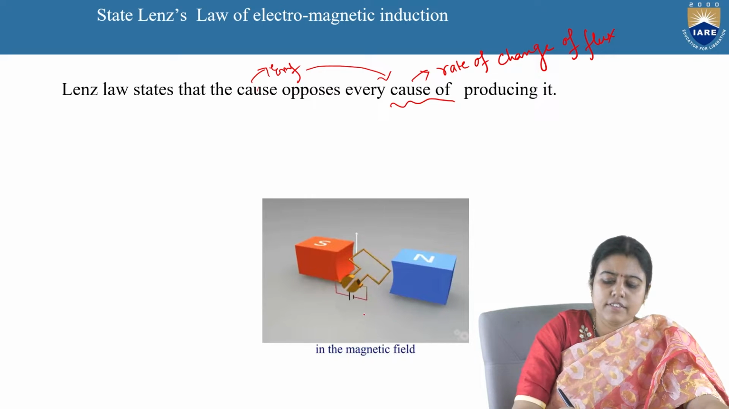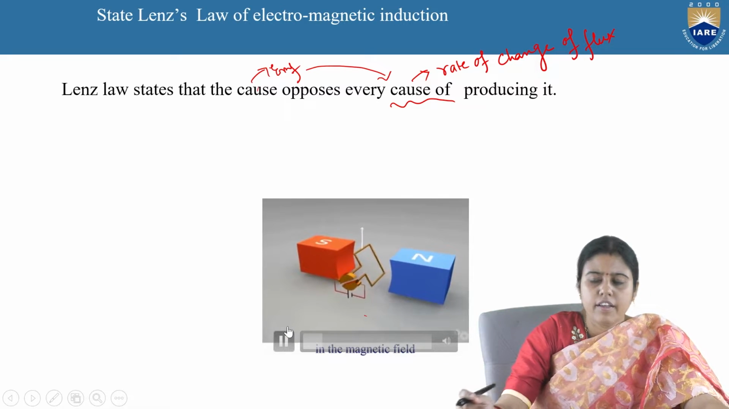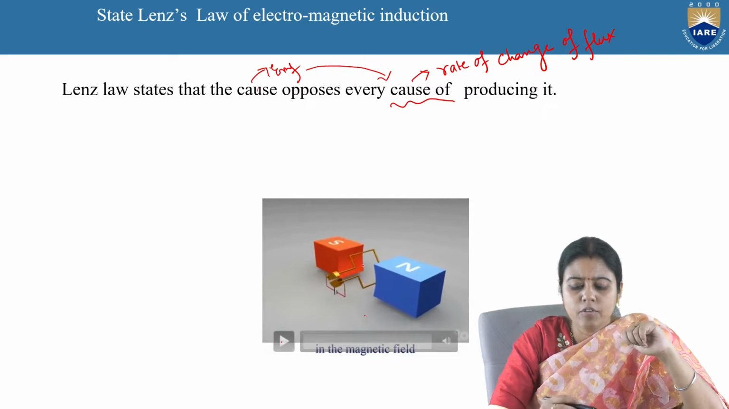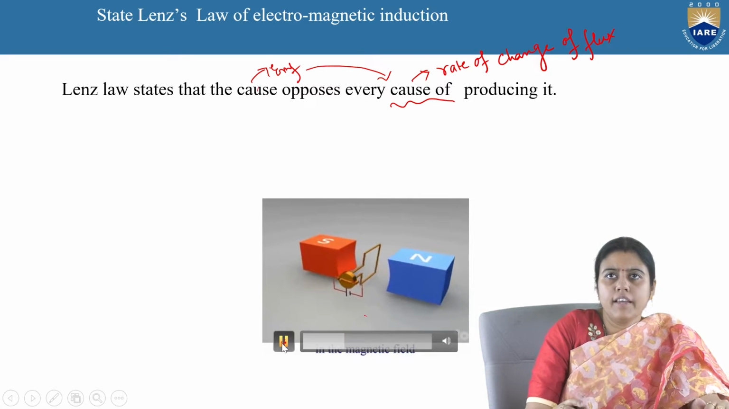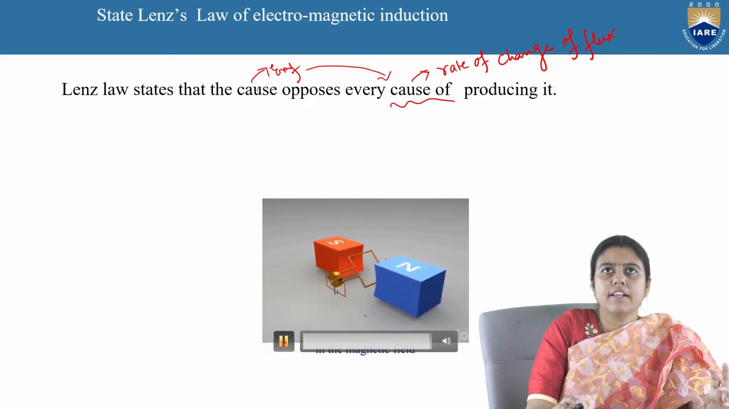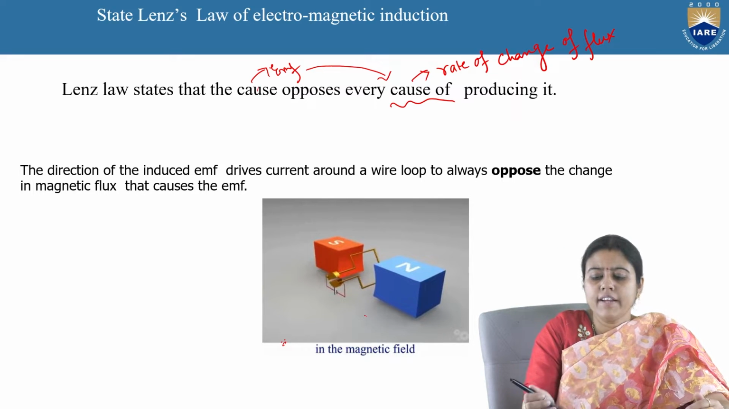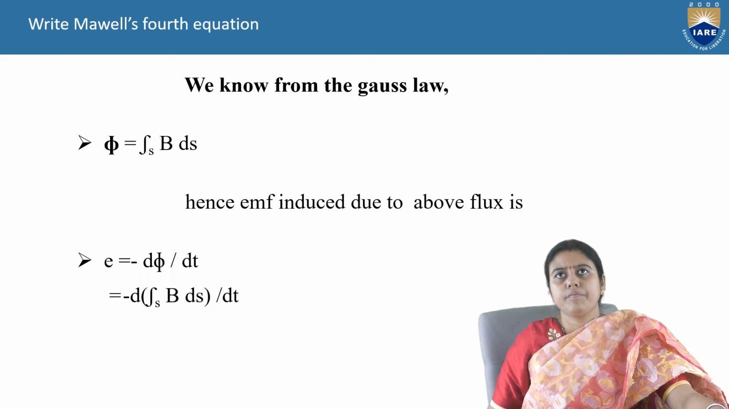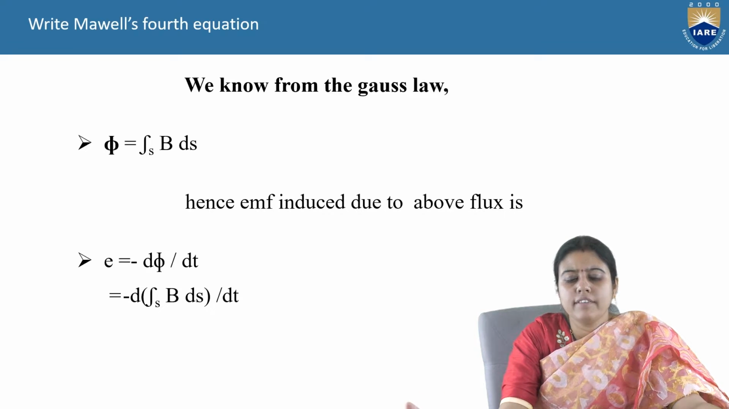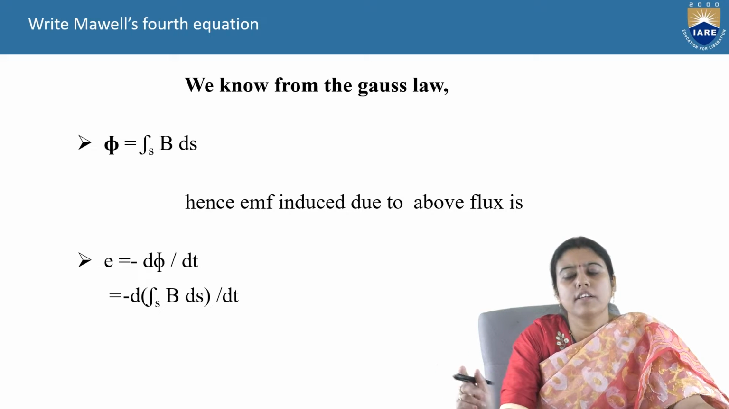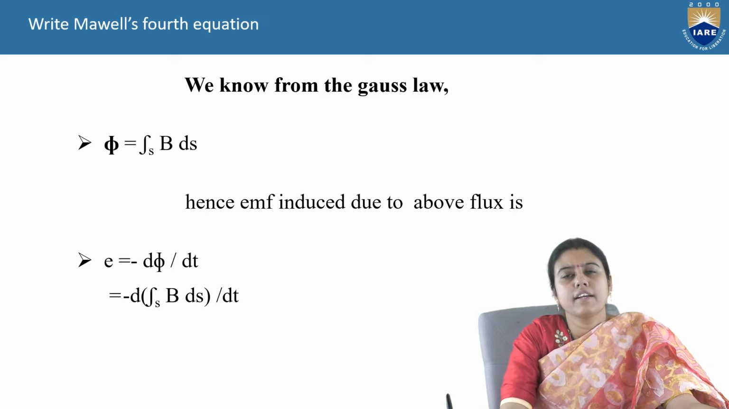You can see this magnet has a south pole and north pole, and you can see the coils are rotating. As a result there will be an EMF, and what is the direction of the EMF? The EMF direction will be such that it will oppose the change in the magnetic flux which causes the EMF. Maxwell gave the mathematical equation, and it came from the basic Gauss law. What does Gauss law tell? The first Gauss law tells about the electric field.